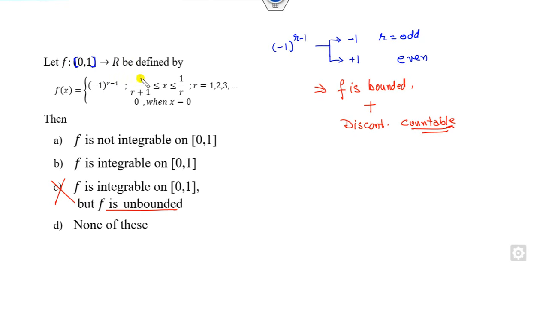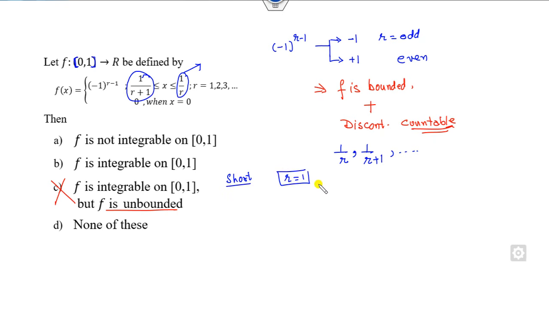Very simple. You can clearly say this function has a discontinuity at this point. It also has a discontinuity at this point. So you can see the function is discontinuous at 1 by r, it is also discontinuous at 1 by r, and so on. Or you can simply say, I can simply take r as 1.